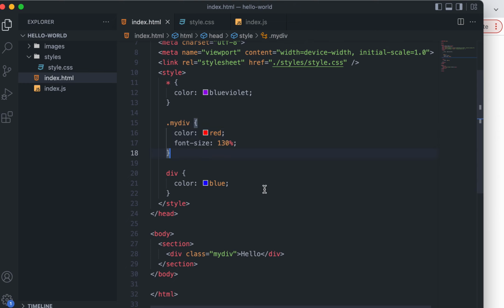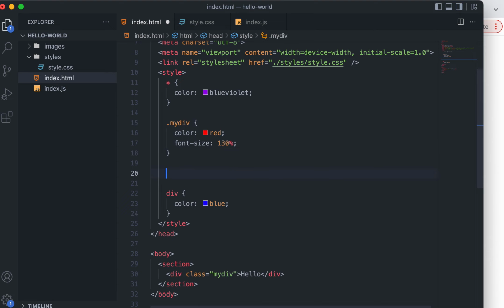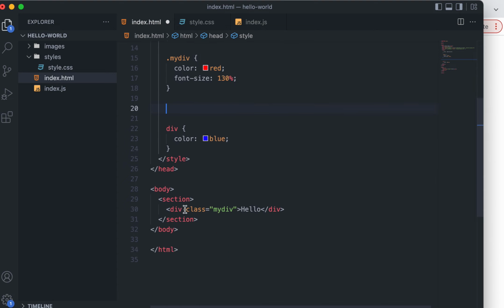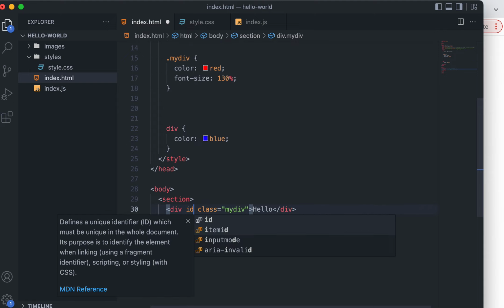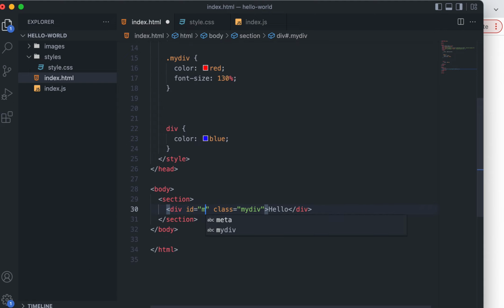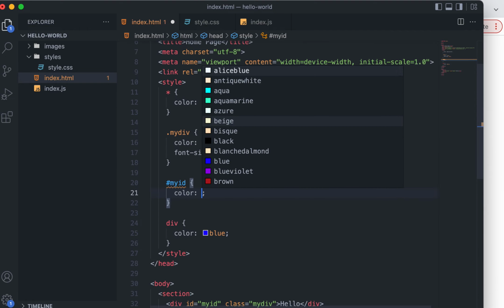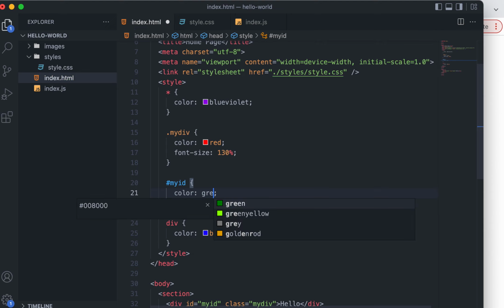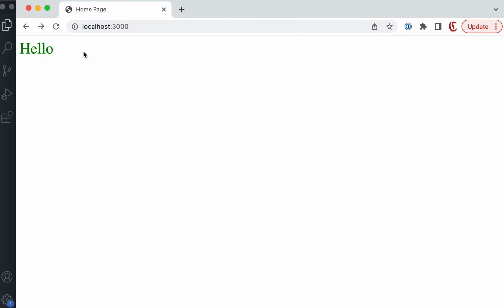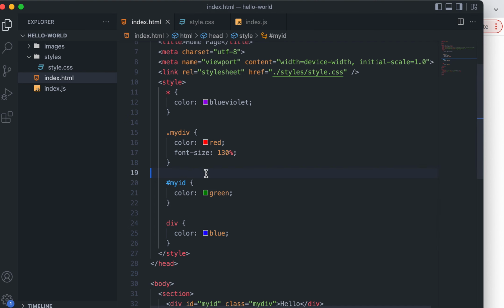Next thing is that if we write something like an id selector, let's give it some id. So let's say id is equal to my id or something, and let's give a style corresponding to this with the selector my id, and let's give some color green. Okay, now you see that this has become green, irrespective of where you write.